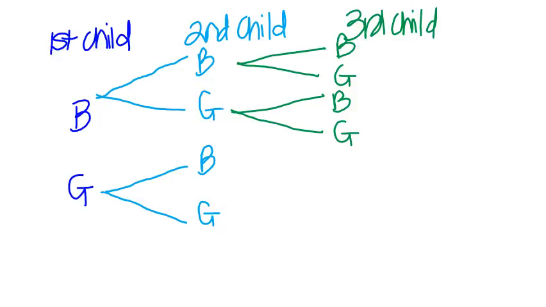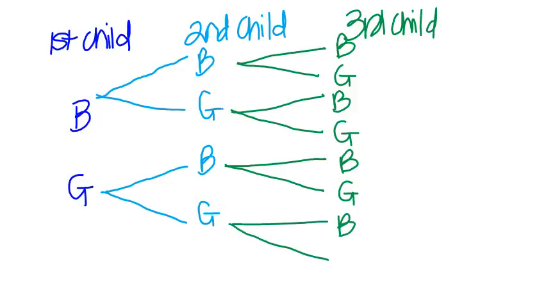Alright, so there's the option that we had a girl first, then a boy, then the third chance would be a boy or a girl. Then say you had a girl the first time, a girl the second time, then the third time you saw the same probability, a boy or a girl. So then we get these different sample spaces.